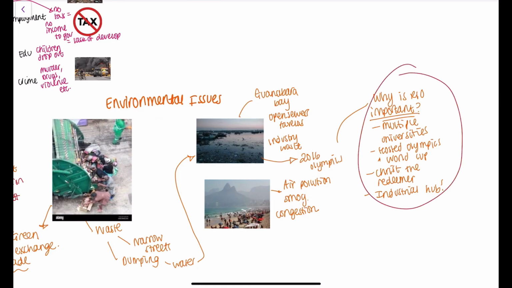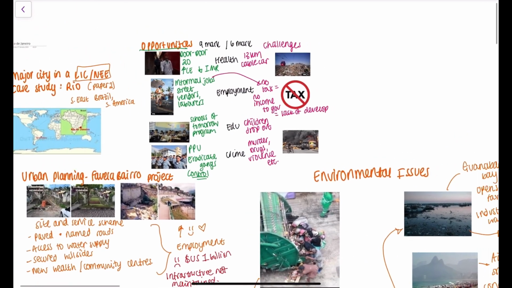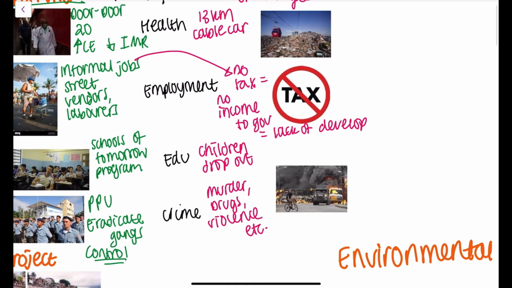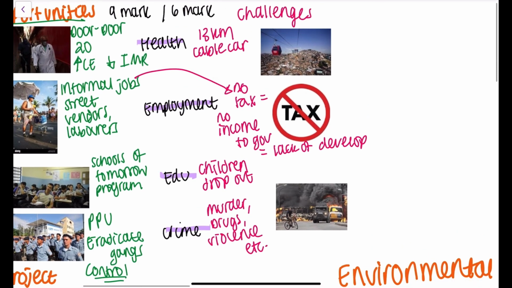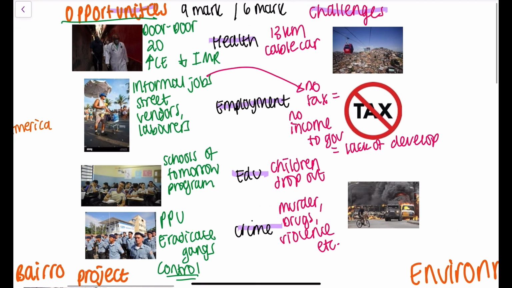So just a quick recap then. The importance of Rio: multiple universities, hosted the Olympics, World Cup, we've got Christ the Redeemer, and then opportunities and challenges. You know, you could get asked just about opportunities, just about challenges, but remember the themes because that'll help you with the opportunities and challenges: health, employment, education, and crime.